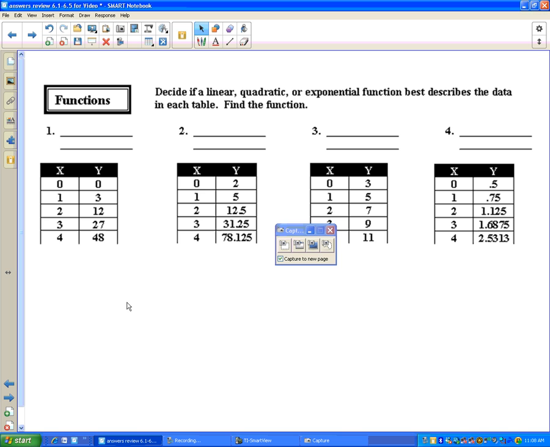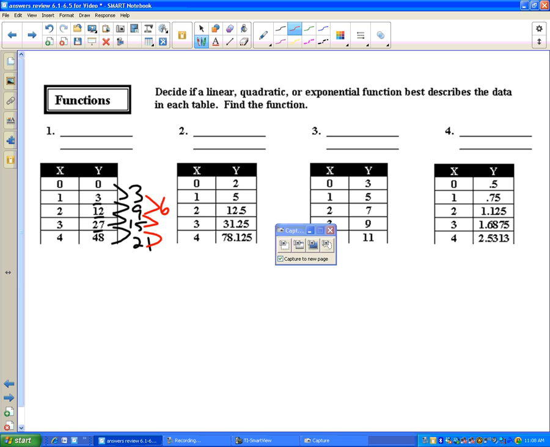Find the function. So the first thing I want to do is do my differences. Always start with differences. 3 minus 0 is 3. 12 minus 3 is 9. 27 minus 12 is 15. 48 minus 27 is 21. My first differences are not the same, so do my second differences.